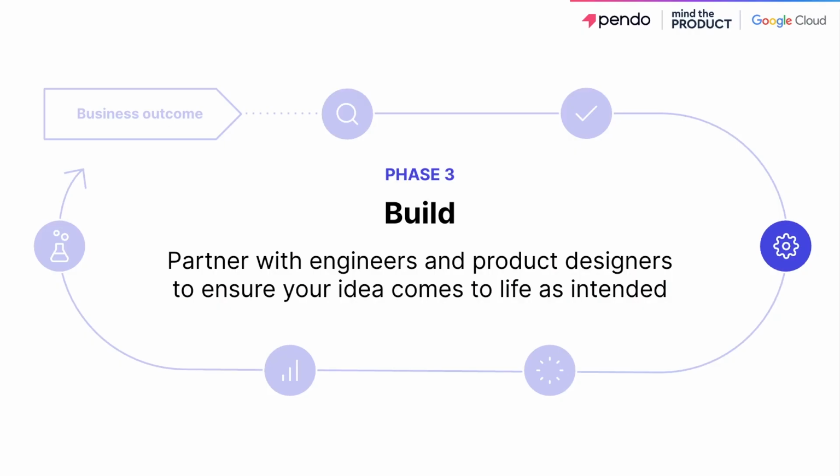Phase 3 is build. After you've aligned on what to build, engineers get to work. But the work for product managers isn't over. During the build phase, you'll partner closely with engineers and product designers to ensure your idea comes to life as intended, or determine how to pivot if needed. This is when you'll also share and adjust the product roadmap.